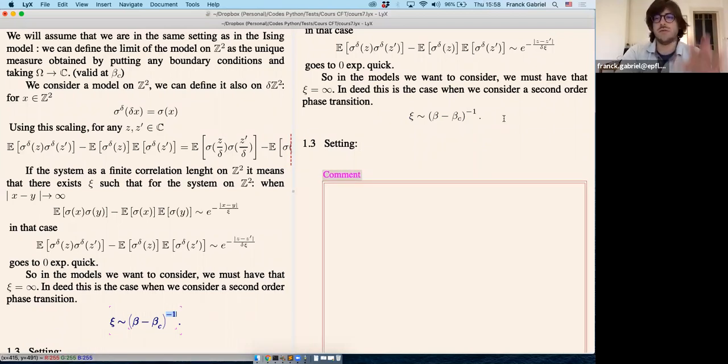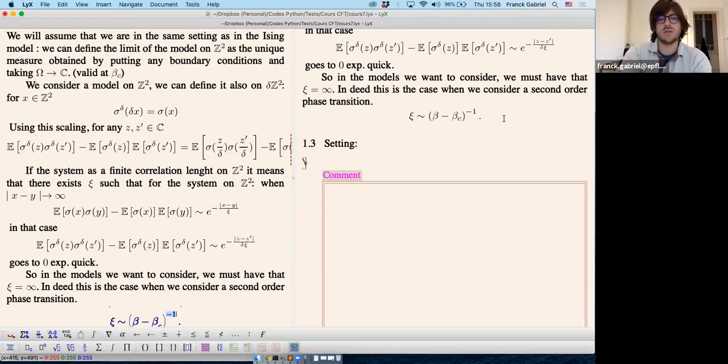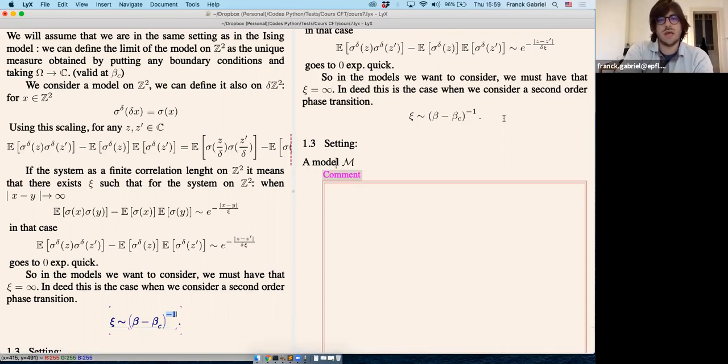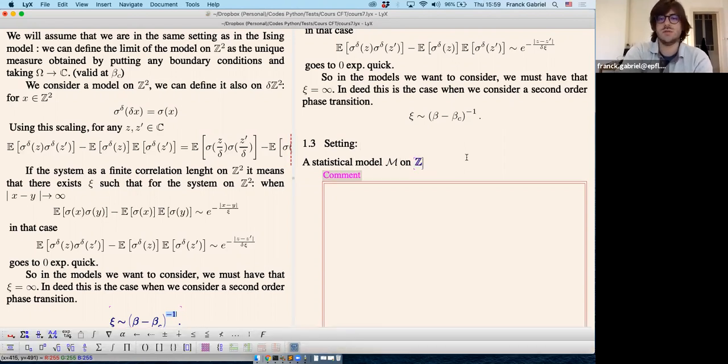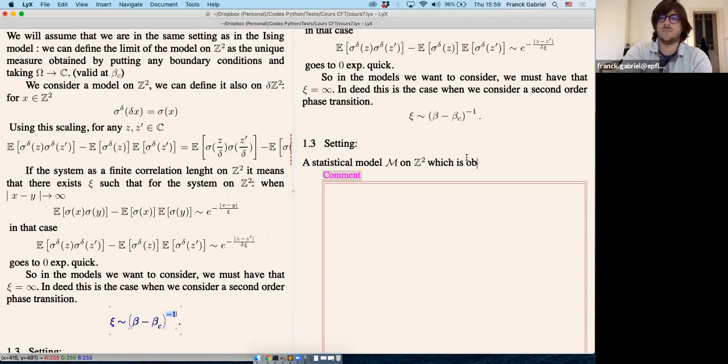So from now on, let me write what the setting is, and then we will stop here. The setting now is the following. We are going to consider a statistical model M on the grid Z2, which is obtained. And I'm not going to tell you why, or if it is possible for anything.